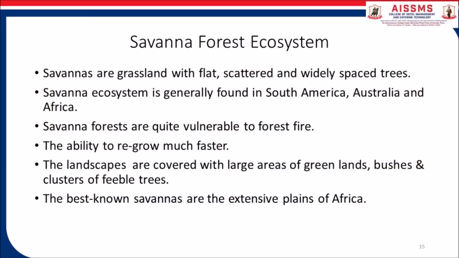Savannas are a type of grassland. They are flat with scattered and widely spaced trees. Savanna ecosystem is generally found in South America, Australia and Africa. Savanna forests are quite vulnerable to forest fire.